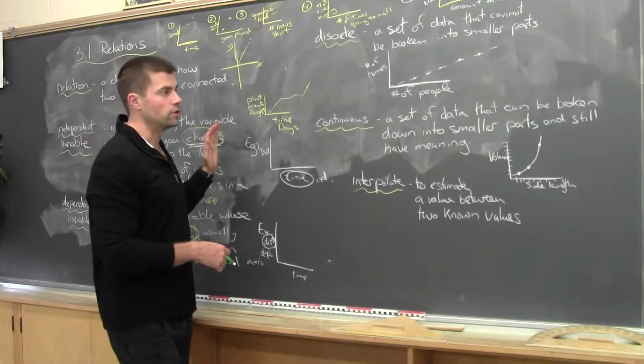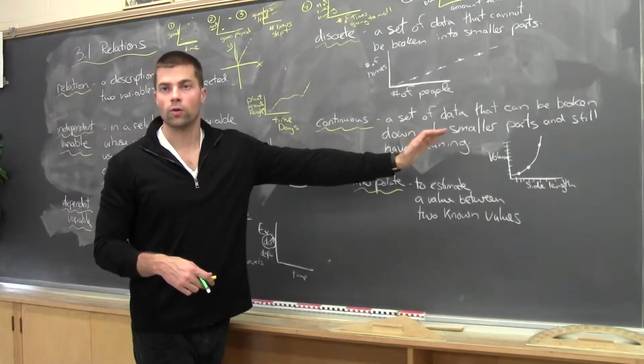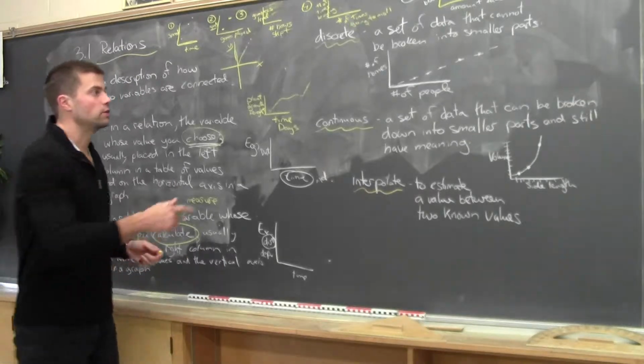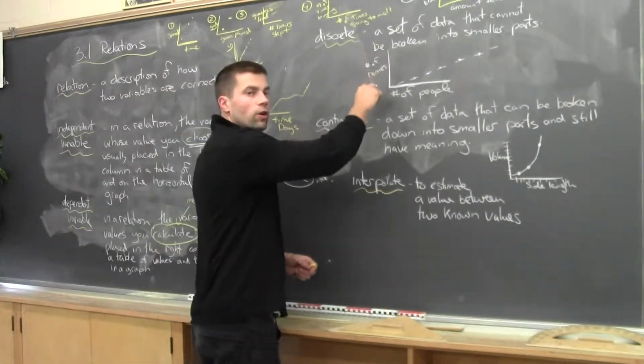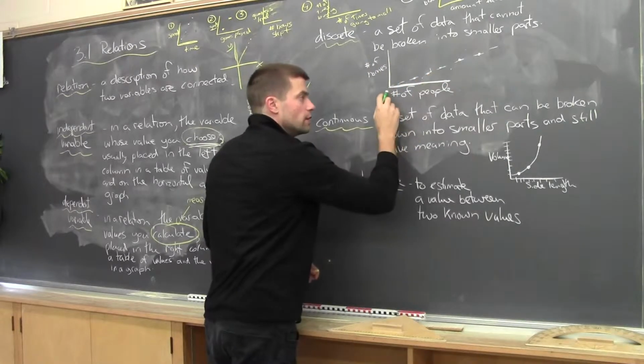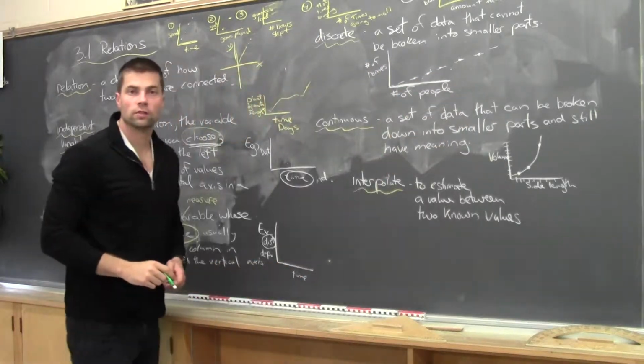Independent, remember, is on the x-axis or horizontal axis. Independent is what you choose, dependent is what you measure. And it makes sense that one is going up and down because you're measuring it up and down, right? Whereas the independent just goes straight across.